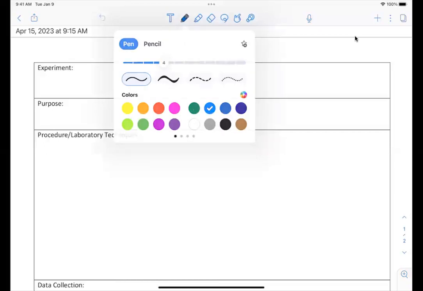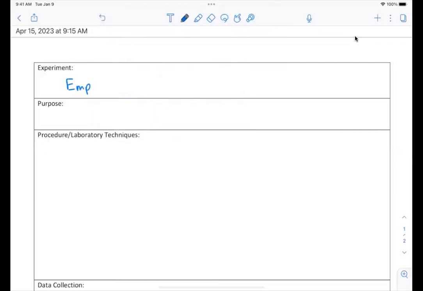So the first experiment we will do is an empirical formula lab. Now, this is actually split up into 2 different types of empirical formula labs.